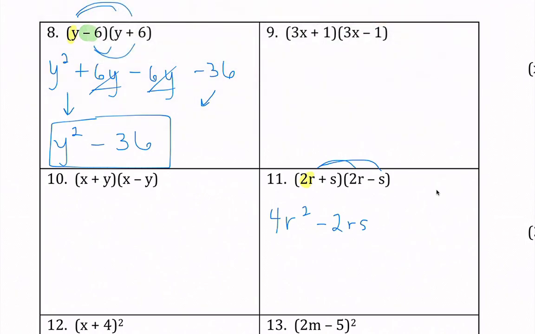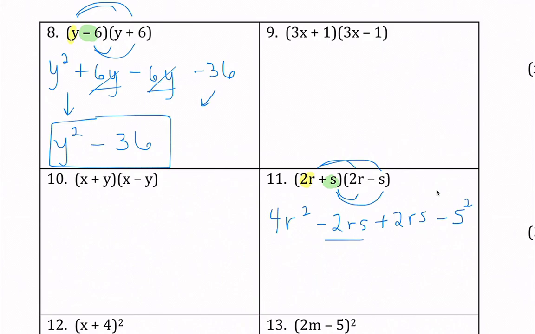So now I'm going to move on to this positive s. So I'm multiplying by a positive s. S times 2r is a positive 2rs. Remember, put them in alphabetical order. And then finally, s times negative s is going to give me a negative s squared.